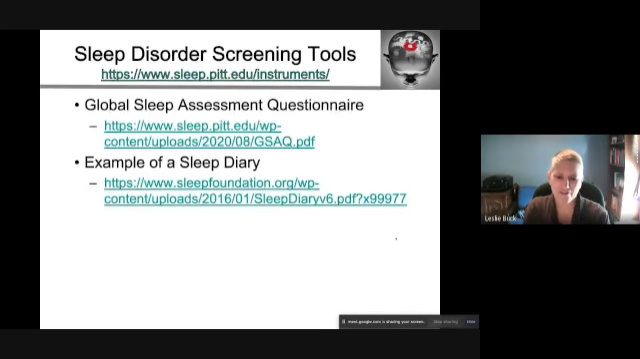Things I asked everybody to do between classes was take a look at these two different screening tools for sleep. I'm going to look at the sleep diary example first.